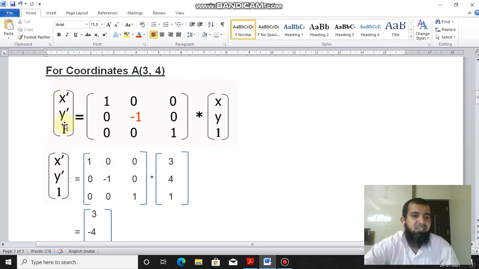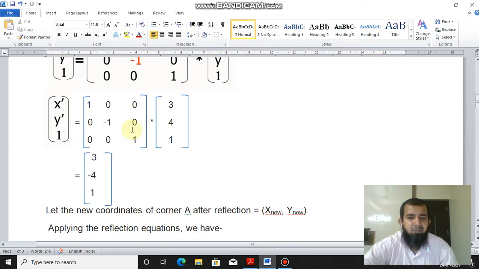The new x, y value will be obtained by multiplying this matrix with the x, y values. For example, this is for the x-axis, so this is the matrix representation, and this is the x, y value. X is 3 and y value is 4. Let's write this here. Write the matrix as it is, then multiply with x value 3 and y value 4.